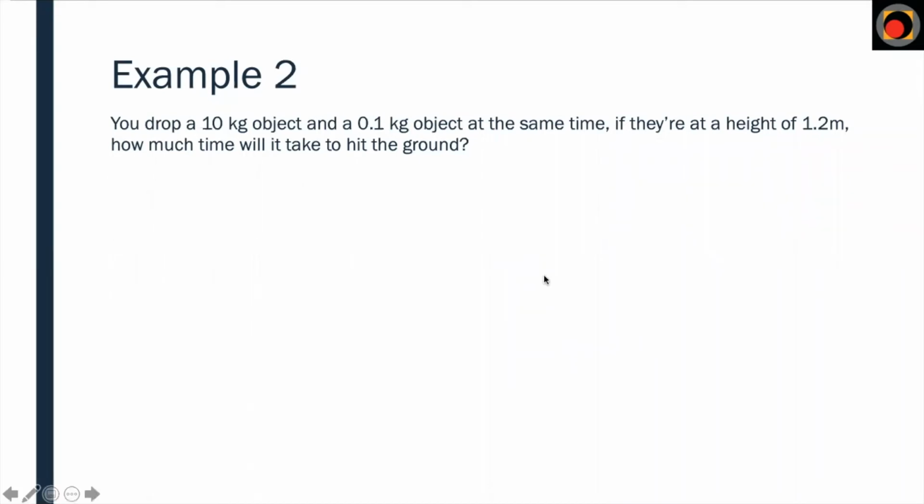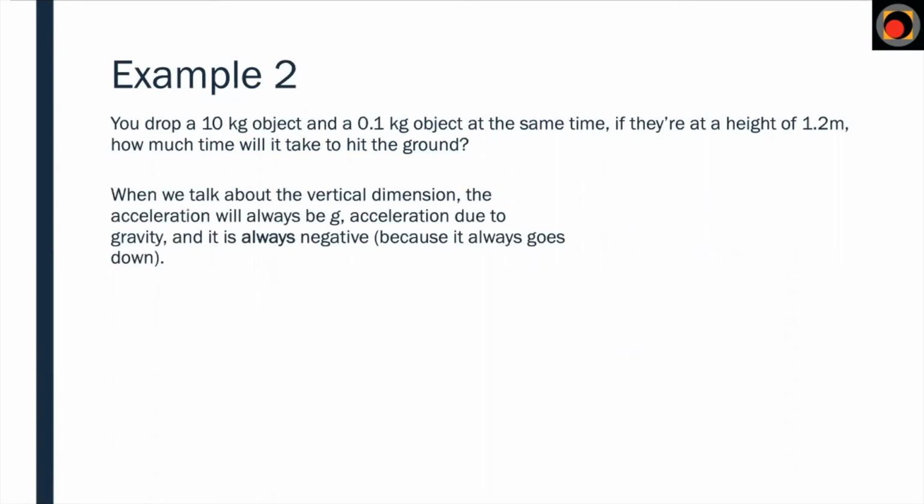If you can see the big four, regardless of the mass, is the acceleration constant, okay? So when we talk about vertical dimension, the acceleration will always be g, acceleration due to gravity, 9.81. And it is always negative because remember that acceleration is a vector. And if it's moving down, the vector should be and will be negative, okay?